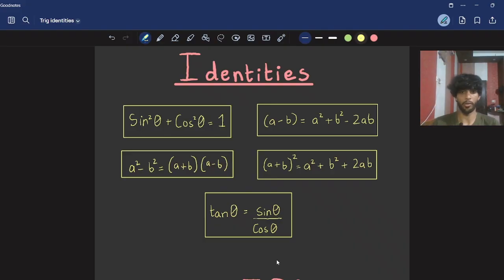The first thing you need to know is a few identities. So we've got sine squared plus cosine squared equals 1. Then you've got your algebraic identities, this is (a minus b) whole squared. Give me a sec. This is whole squared up here. And then you've got tan theta equals sine theta over cosine theta. So those are the few identities that you need to know.